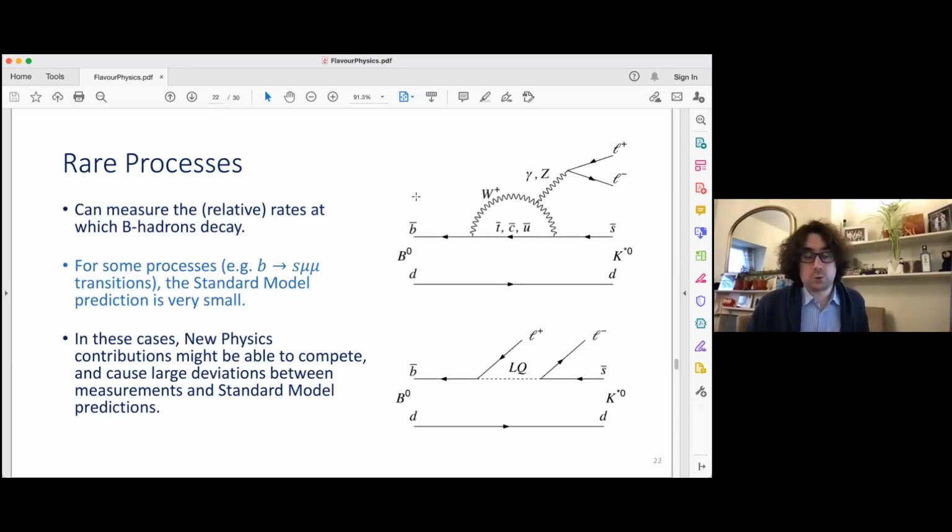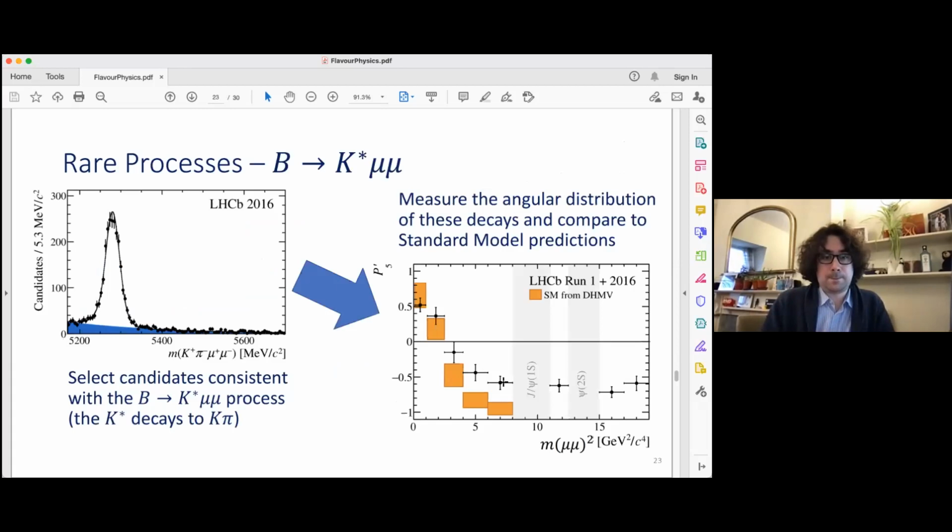Now, in this case, because the standard model contribution is so small, new physics contributions might be able to compete and cause significant variation in this rate from the standard model prediction. And so I've got a new physics diagram here that includes a potential new particle called a leptoquark, which might also influence this process. And so we can go away and we can measure one of these processes.